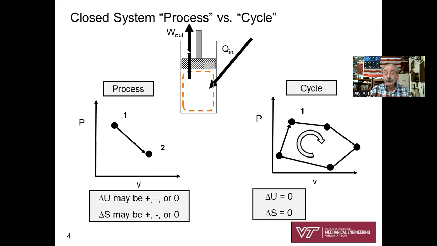Closed system. So here's my depiction of a closed system. I like to just show a piston and a cylinder, heat transfer in, work out. And here's an example of a process. Just covered a video regarding entropy production of a process 1 to 2. See, it's a process. It goes from one state to another state, shown on a PV diagram there. Delta U, the change in internal energy, might be positive, might be negative, might be zero. It all depends on the process. Same thing for delta S, the change in entropy. It might be a plus value, might be minus, it might be zero.